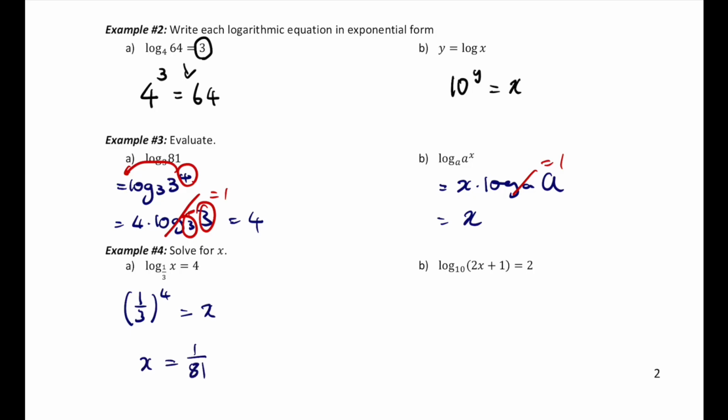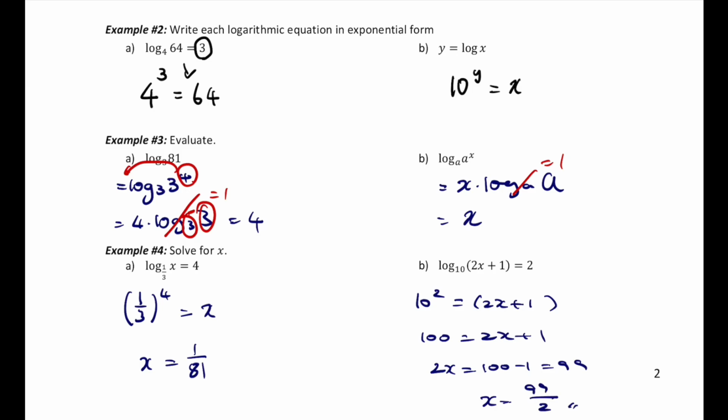It's very simple. Then question B, same thing, we're going to change its format to the exponential format. So 10 to the power of 2 equals 2x plus 1. And we do know that 100 equals 2x plus 1, which is the same as 2x equals 100 minus 1, which is 99. Then x is 99 over 2.